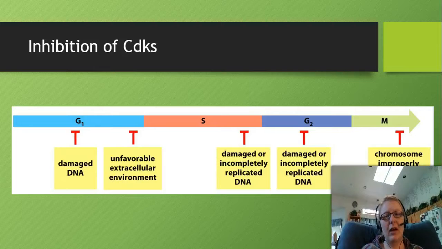Alright, so not only can the cell control how CDKs are activated and when they're activated, but they can also inhibit CDKs, and this can be through a variety of inhibition signals. And as you can see here from this slide, there's a variety of things that could cause inhibition signals to be created. So we have damaged DNA, we have unfavorable extracellular environment, etc. You can see that here.